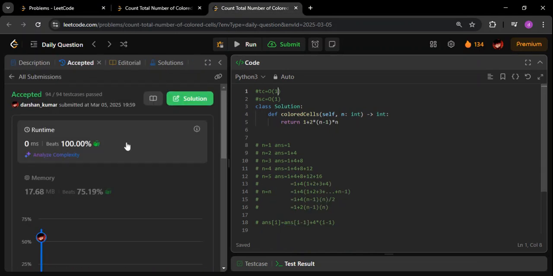Solution number two will beat 100% of test cases. Now please pay attention here in understanding what is happening. Till this part we have seen. Now please pay attention, because here the math is starting.